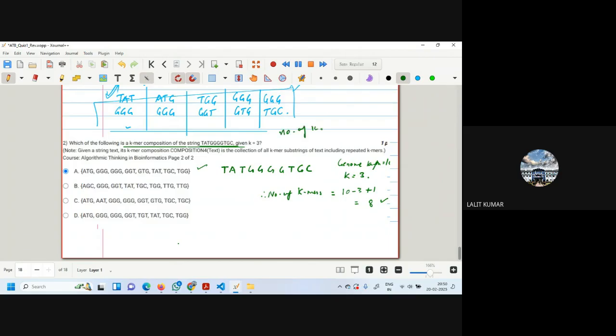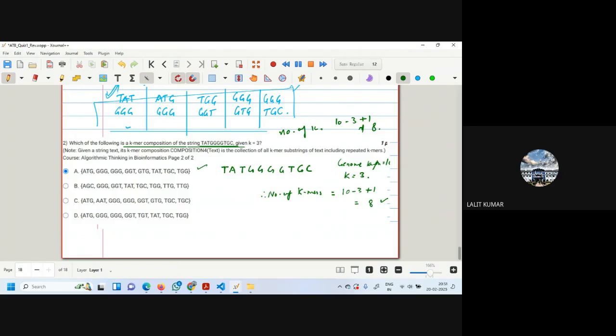1, 2, 3, 4, 5, 6, 7, 8, 9, 10. So this will be 10 minus 3 plus 1 is equal to 8. So anything which is more or less than 8 we can straight away cut off. But in this case, 1, 2, 3, 4, 5, 6, 7, 8, all are 8. So all are valid. So if they are valid, now we can make the compositions.